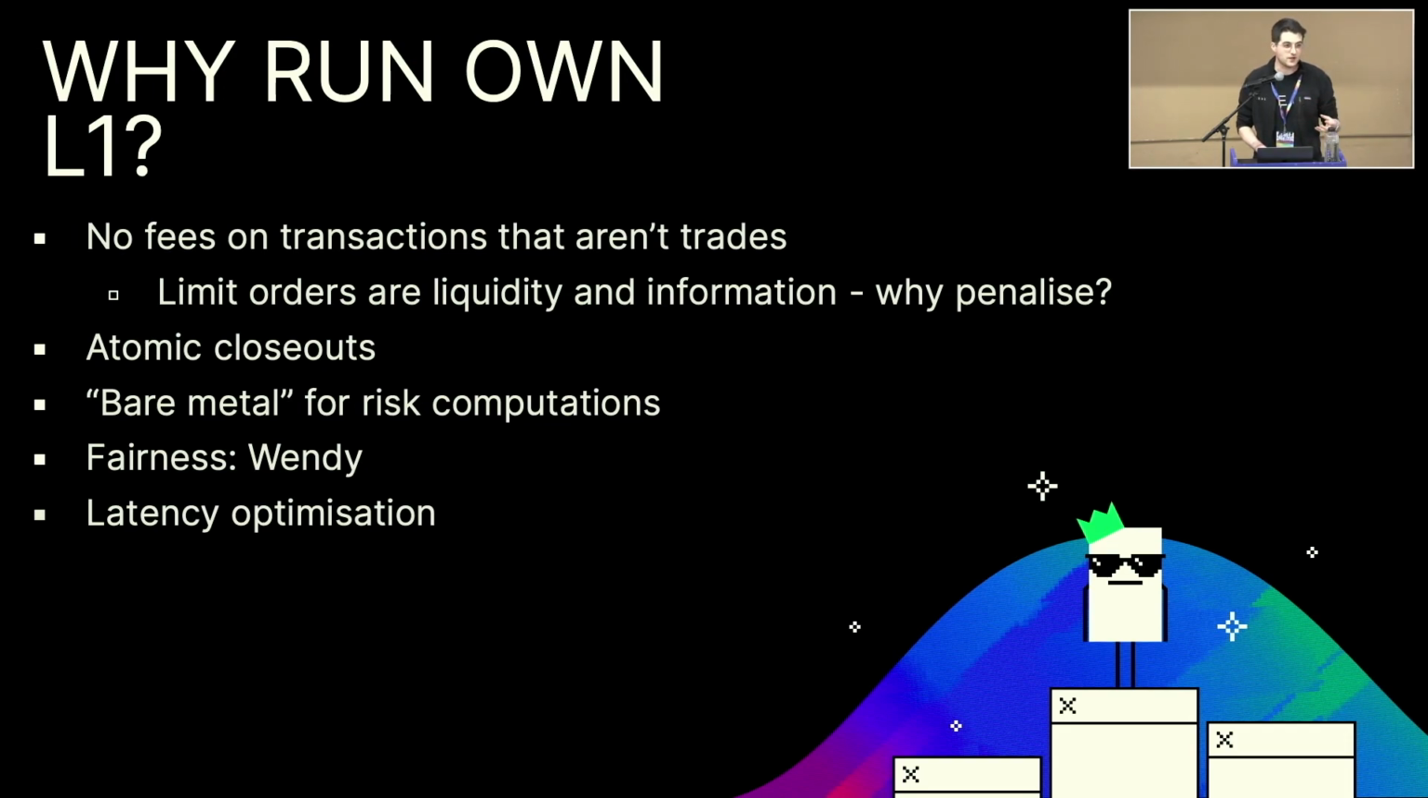Additionally, we can have atomic closeouts, which means when someone is distressed, when someone runs out of money, you can immediately close them out, properly close them out, ensure that the market stays robust without waiting for another person to come along and close you out. We can also implement risk calculations really sort of bare metal level to make sure they're fast and actually proper risk calculations. In future, there's also plans to have what we call Wendy. It's a custom block ordering, which ensures fairness as much as possible in terms of first in, first out trading.